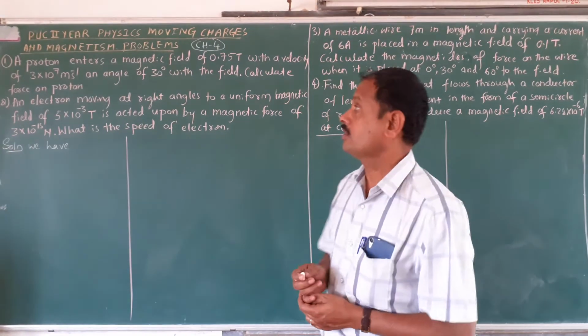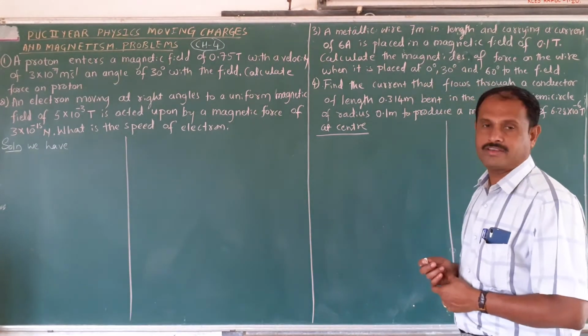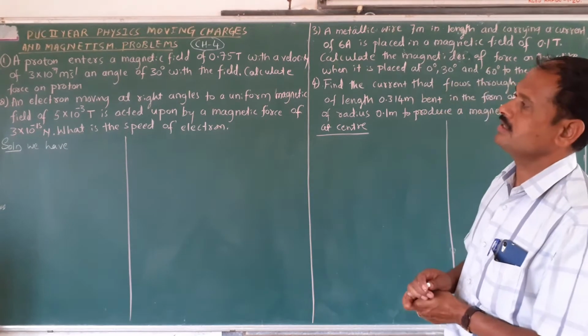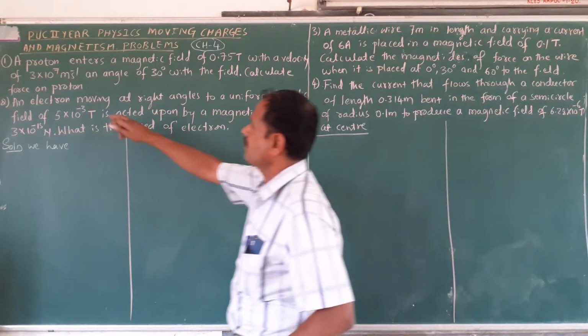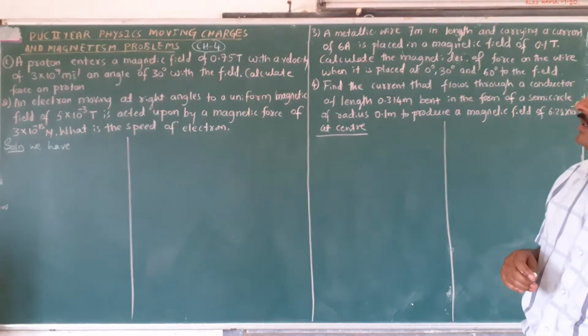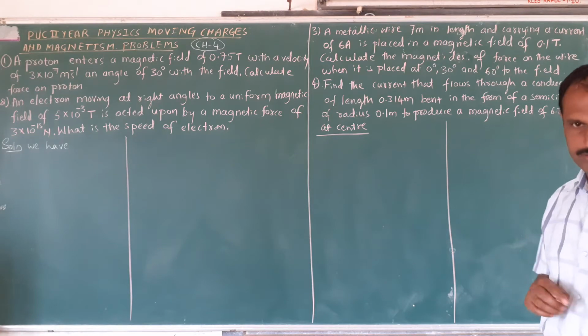Now, come to the problems. A proton enters a magnetic field of 0.75 Tesla with a velocity of 3 into 10 to the power of 7 meters per second, at an angle of 30 degrees with the field. Calculate the force acting on the proton.